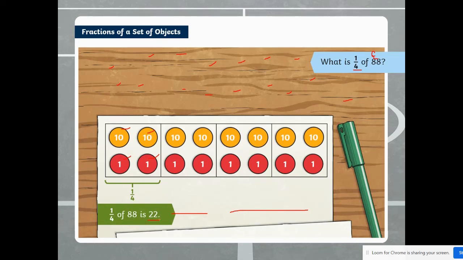Now there is another way. This can be written in the form of a division fact, like 88 divided by 4 is equal to how much? We have done two-digit division, so you can either use this bar model or you can do the two-digit division and find the answer. So 88 divided by 4 will give us 22.